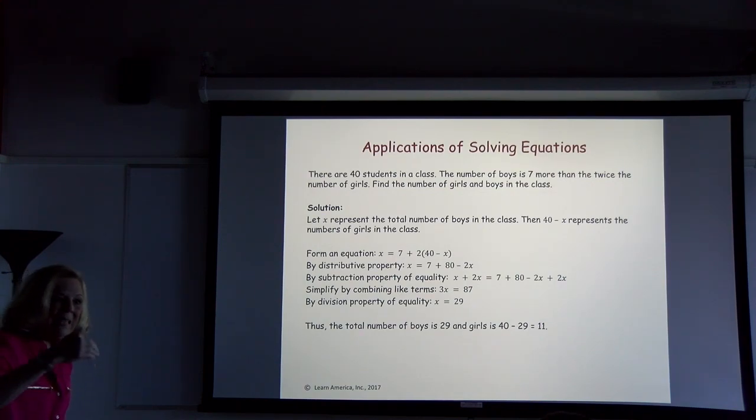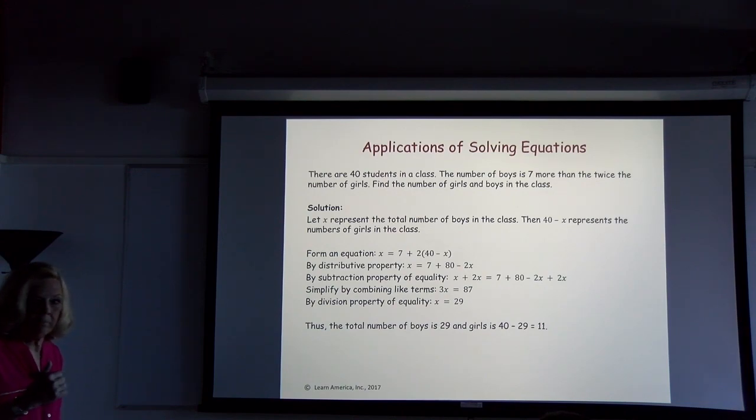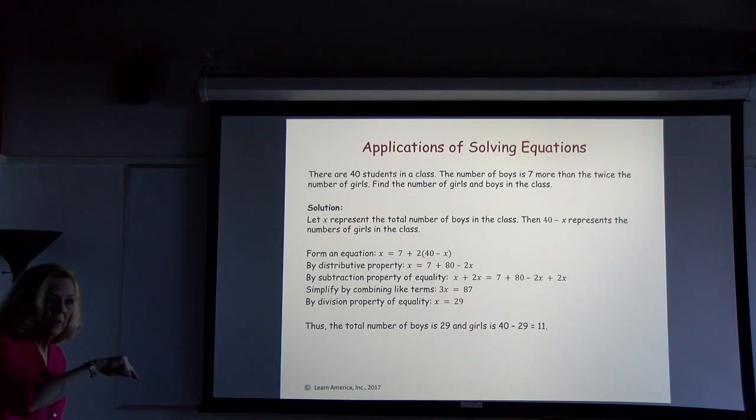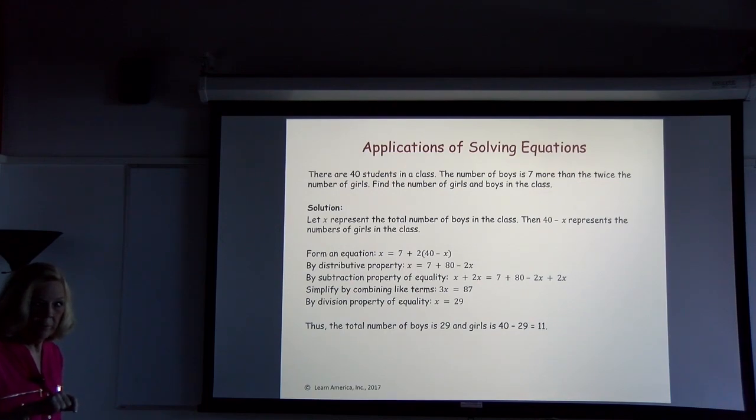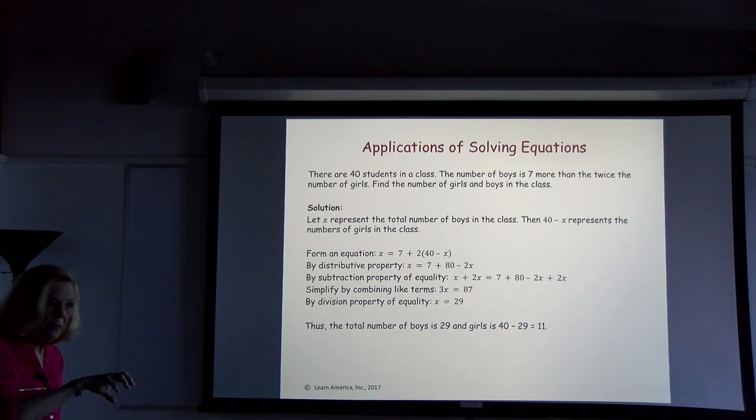So which one is independent of the other one? Girls or boys? The boys are defined in terms of the number of girls. So the girls is the independent variable. And if I know the number of girls, could you then determine the number of boys?